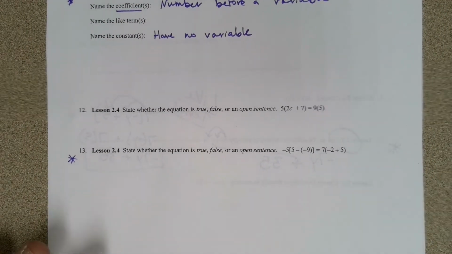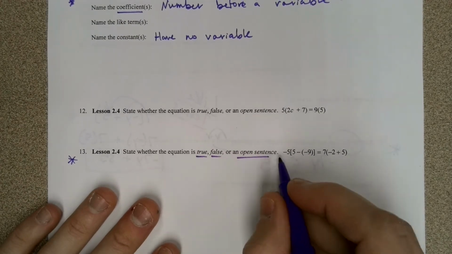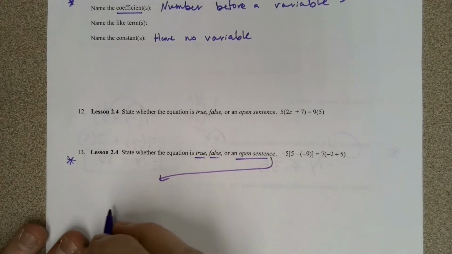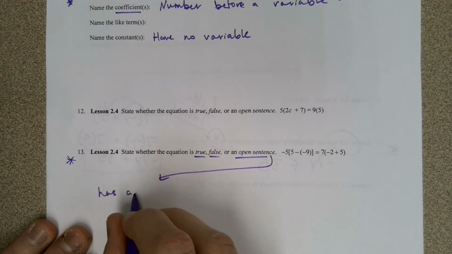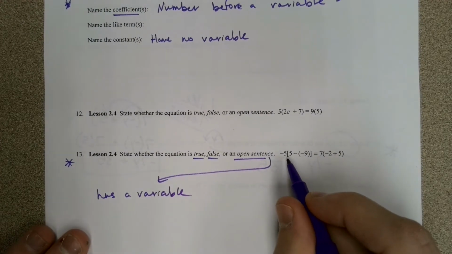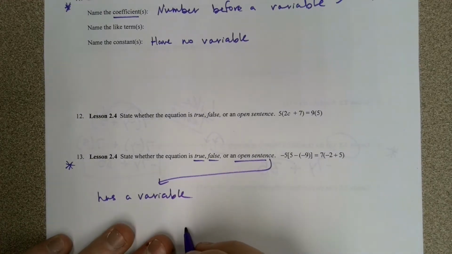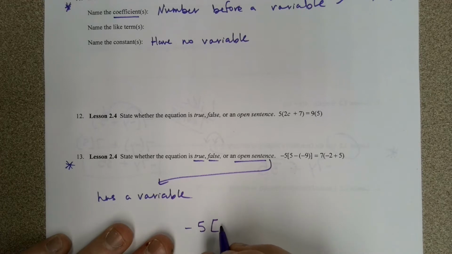Going on to 13, state whether the equation is true, false, or an open sentence. I remember an open sentence means it has a variable. So right away I can look to see if I have a variable in there. Nope, there's no letters in there, so I have to solve this one to see if it's true or false. This is where my PEMDAS comes in.